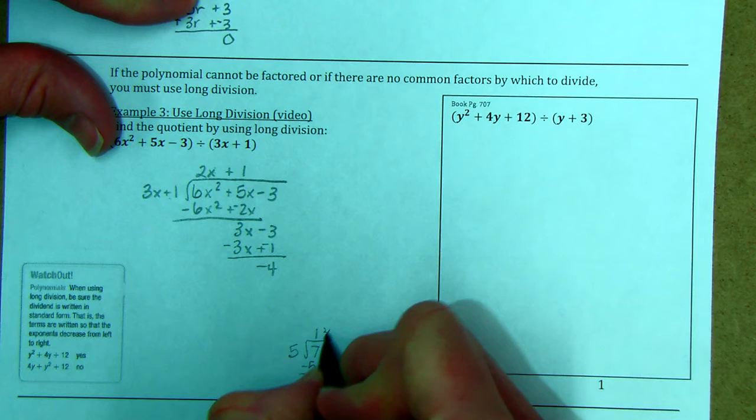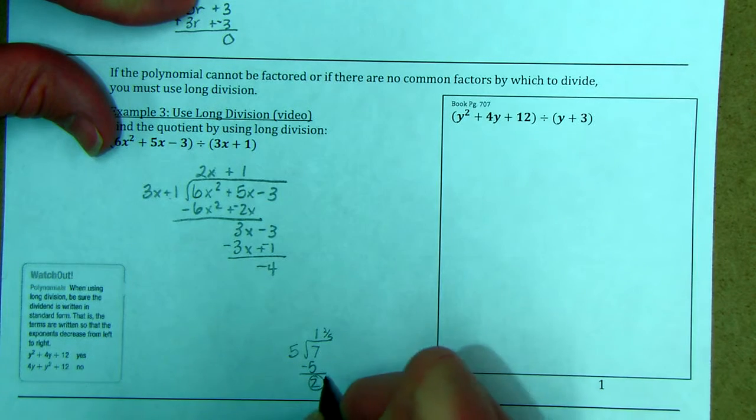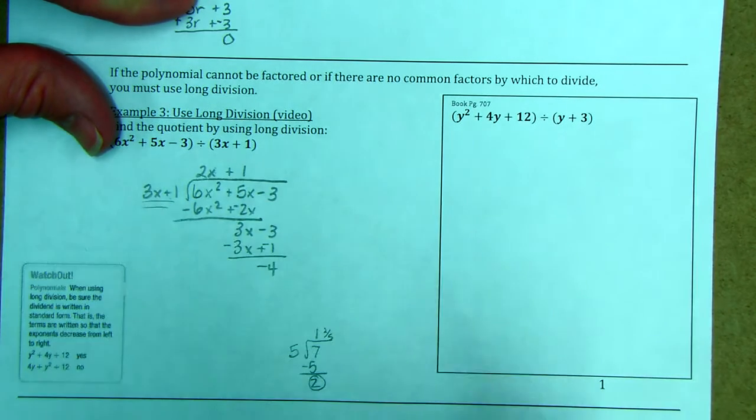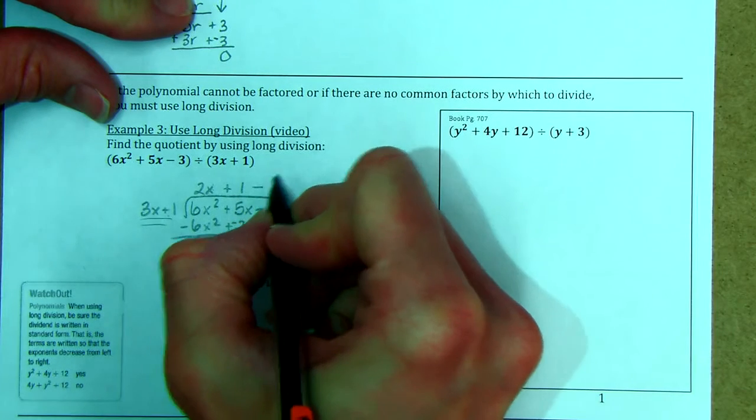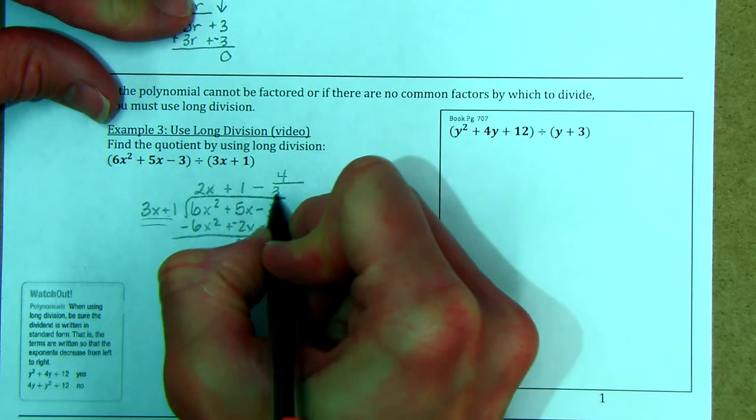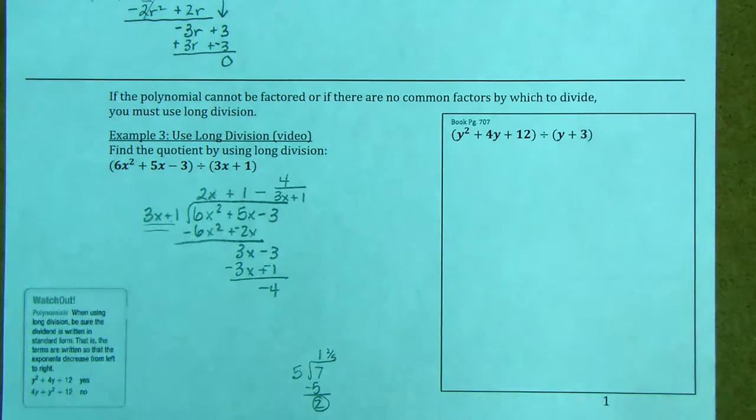So we have negative, so minus 4 over 3x plus 1. And as ugly as that seems, that is how we write our quotient. Let's try that again in the one in the box.